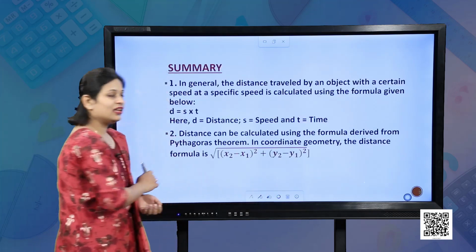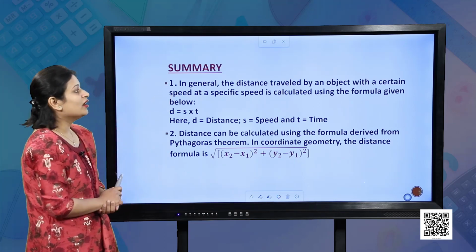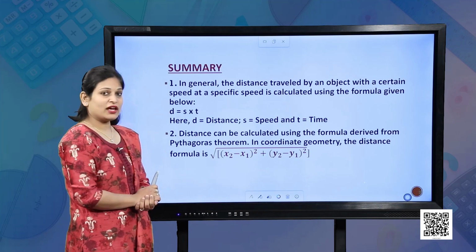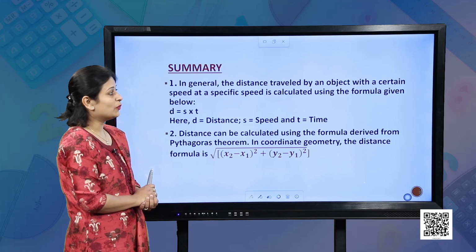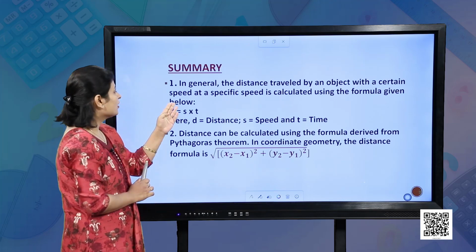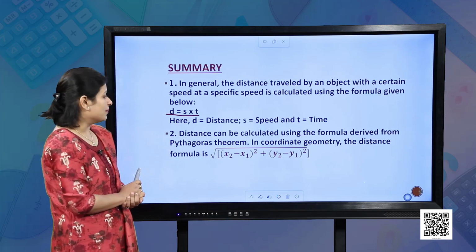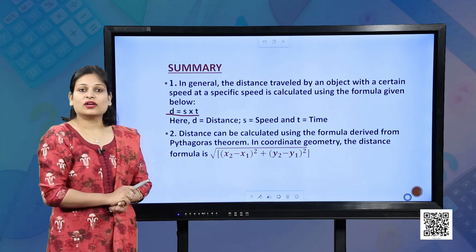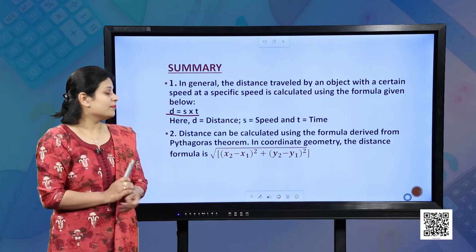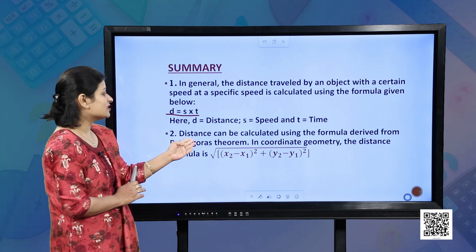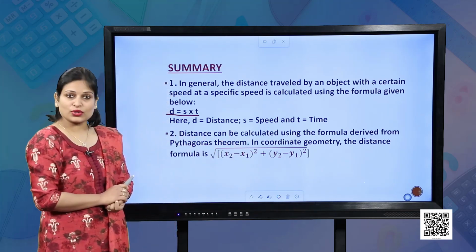Now, let us quickly recapitulate what we have discussed today. In general, the distance travelled by an object with a certain speed is calculated using the formula: distance is equal to speed into time. But in coordinate geometry, we have just derived the distance formula. So, distance can be calculated using the formula derived from the Pythagoras theorem.